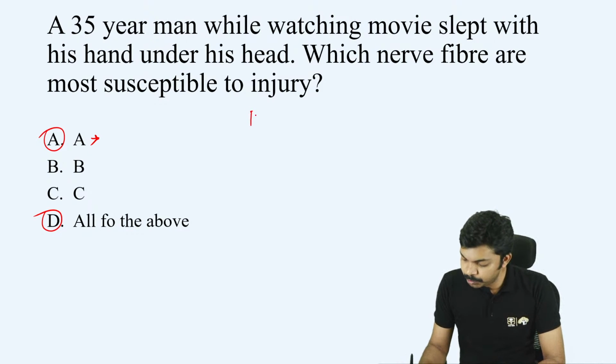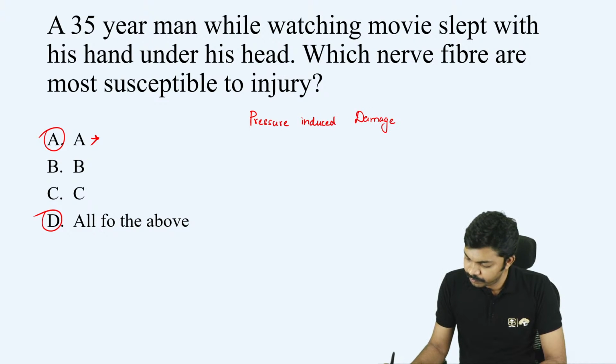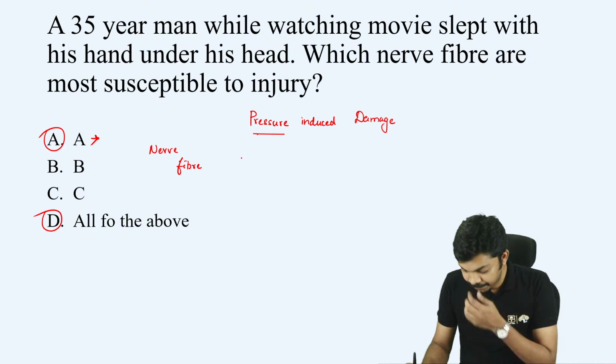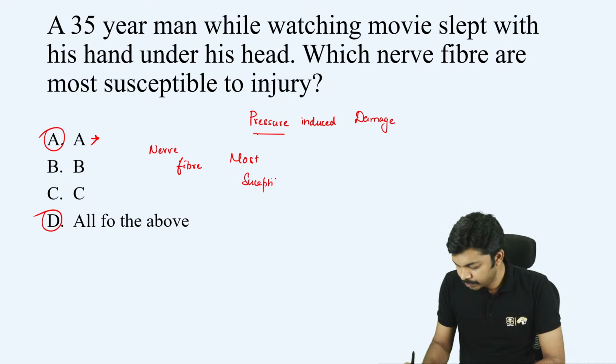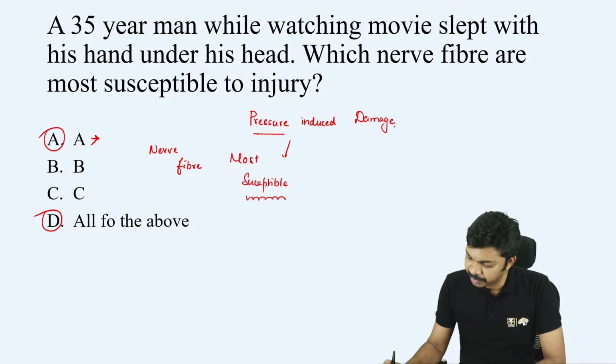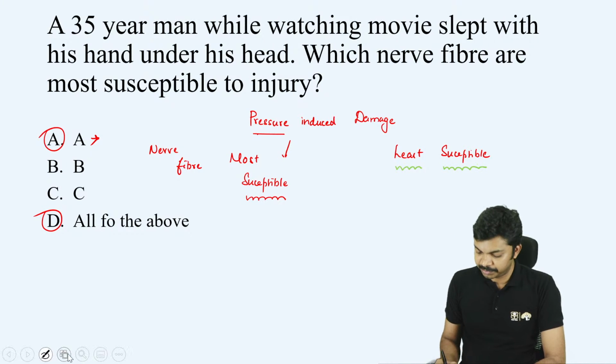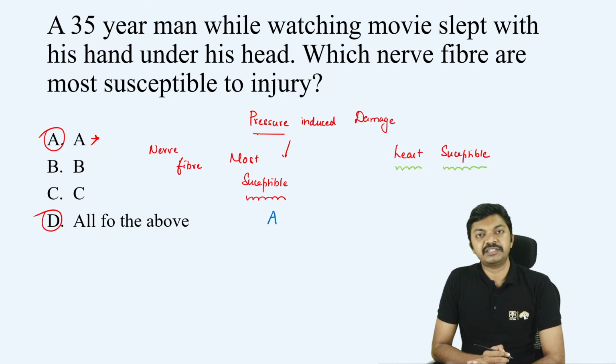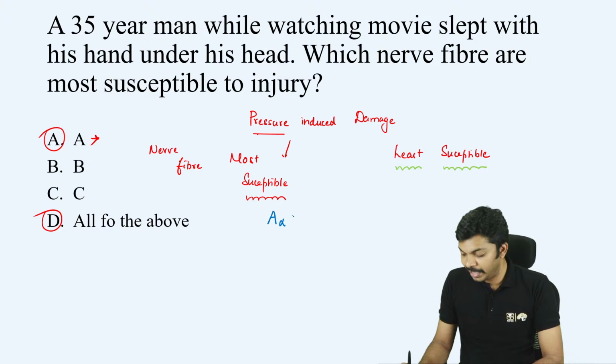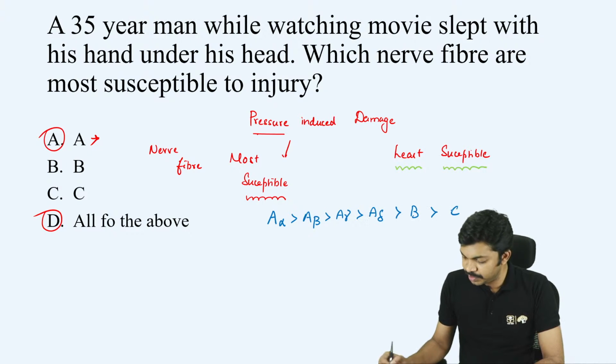As I was telling you, when it comes to pressure-induced damage of the nerve fibers, as per Erlanger-Gasser classification, consider the nerve fibers which are most susceptible as well as least susceptible to pressure-induced damage. We have type A fibers which are very susceptible to pressure. In the order of most susceptibility: A alpha followed by A beta followed by A gamma followed by A delta followed by B followed by C. So A alpha is most susceptible, C fibers are least susceptible, guys.